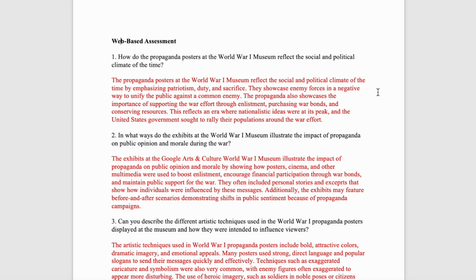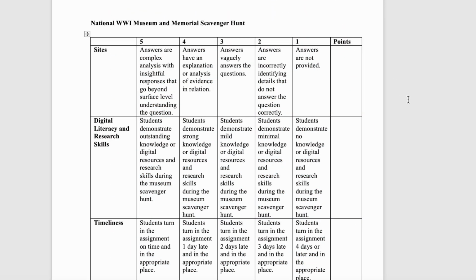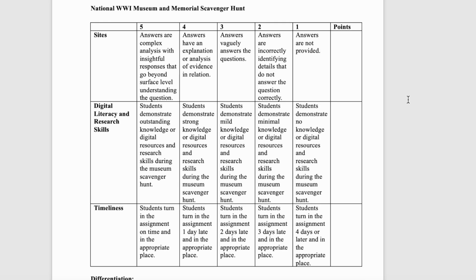What were some of the techniques that were used in these propaganda posters? How do the exhibits address the role of propaganda in perpetuating heroism and sacrifice during the war? And lastly, what insights do the posters provide about the methods used to mobilize?